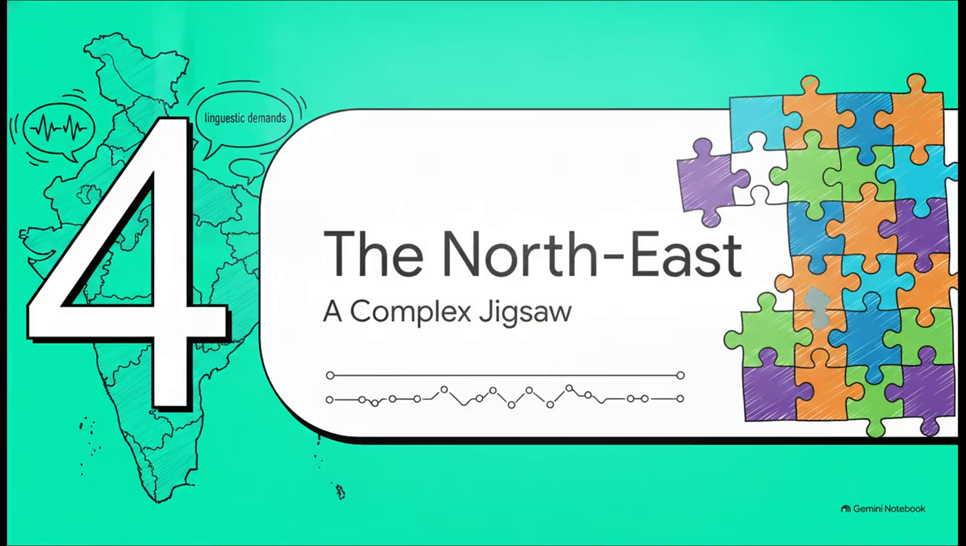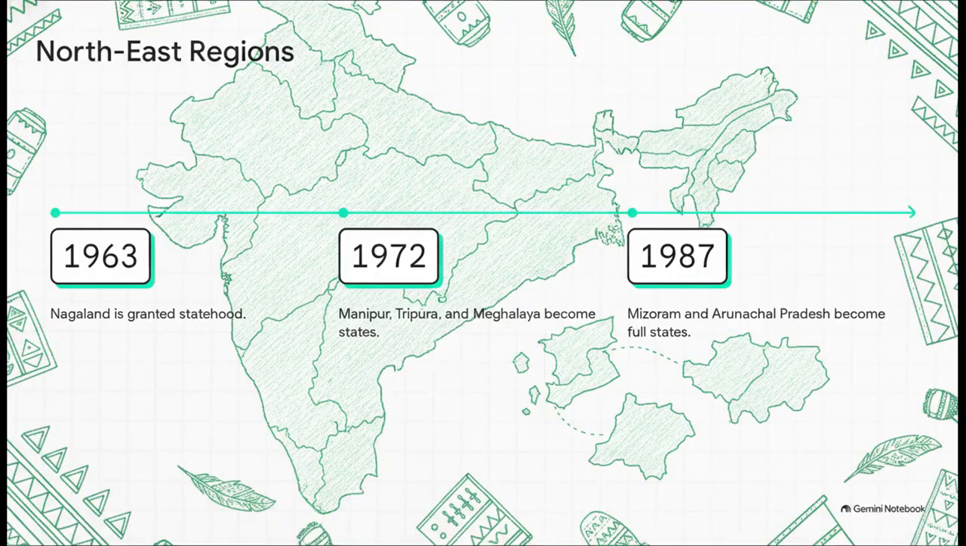Section 4. The Northeast Jigsaw. While the West and North were being sculpted largely by language, a totally different, incredibly complex jigsaw puzzle was being pieced together in the Northeast. The Northeast required a highly unique approach. Through the 60s, 70s, and 80s, the massive original state of Assam was continuously carved up. But this wasn't just about language. It was heavily focused on protecting unique tribal identities and cultural homogeneity.